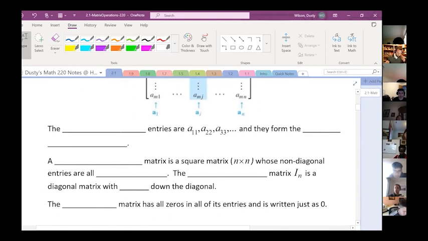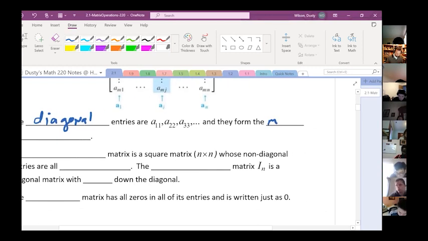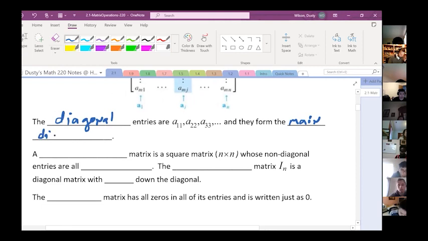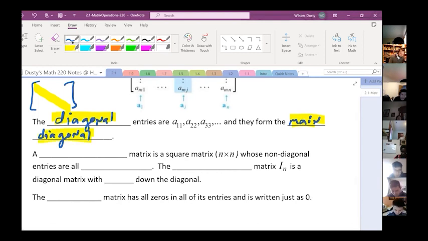Continuing on, we could call the entries going along where the row and column match the diagonal entries, and they form the main diagonal. Make sure you're tracking. These would be the ones right here. So diagonals are really a big deal.